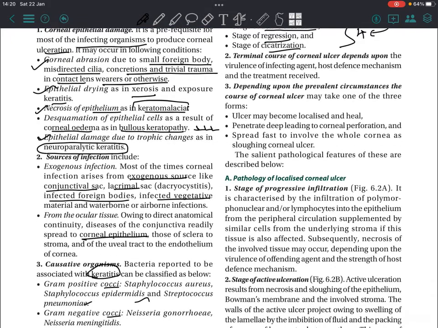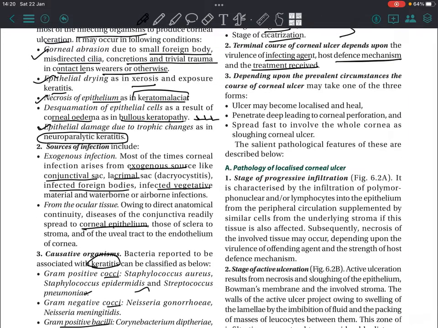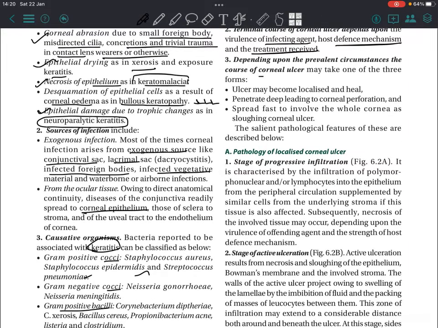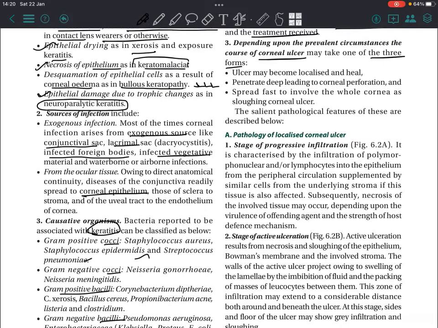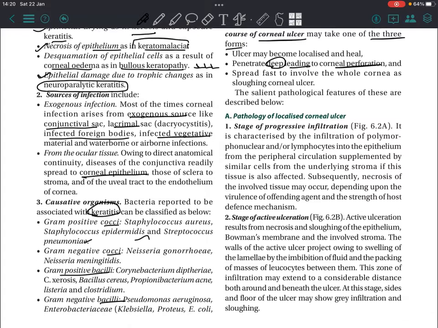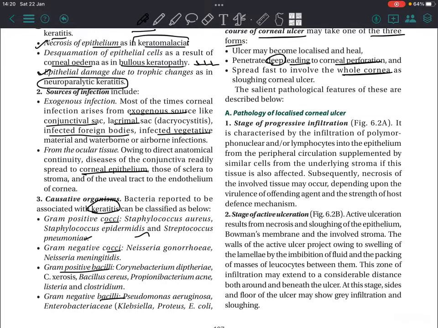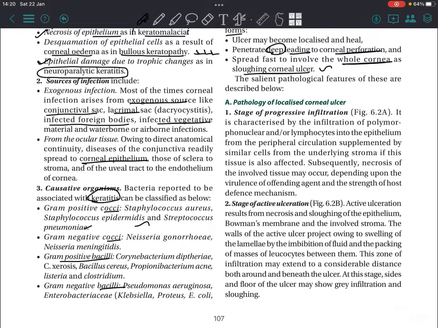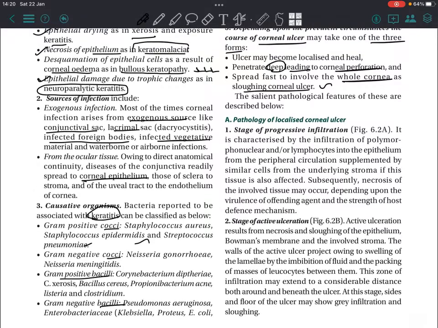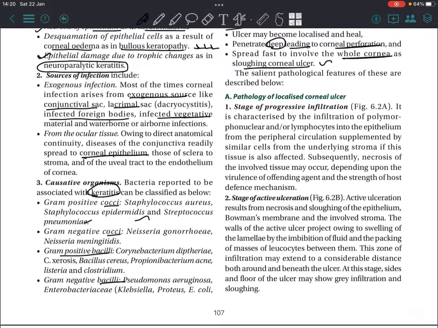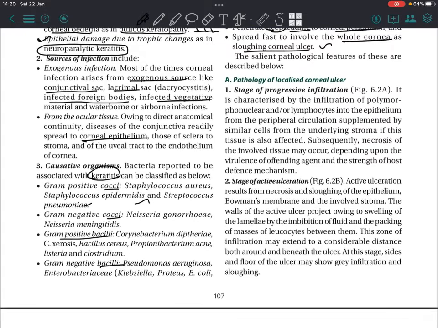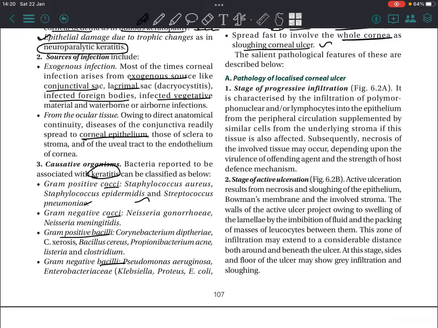The terminal course of corneal ulcer depends upon the virulence of the infecting agent, host defense mechanism, and treatment received. Depending upon the prevalent circumstances, the course of corneal ulcer may take one of 3 forms: the ulcer may become localized and heal, penetrate deep leading to corneal perforation, or spread fast to involve the whole cornea as a sloughing corneal ulcer.